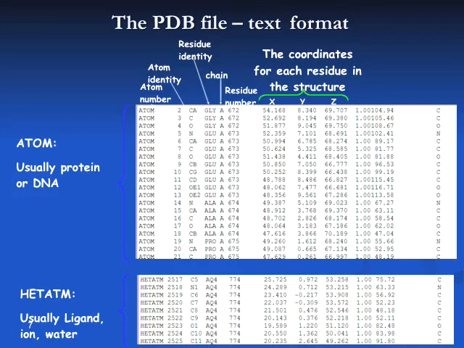Okay, so PDB file text format. These are all text files, and you should probably try to open up one of your PDB files in Notepad or some other text format, so you can get a sense of what this data looks like. So, real quickly, you see it has the atom identity, what residue it's in, what chain it's in, and the XYZ coordinates for each residue in the structure.